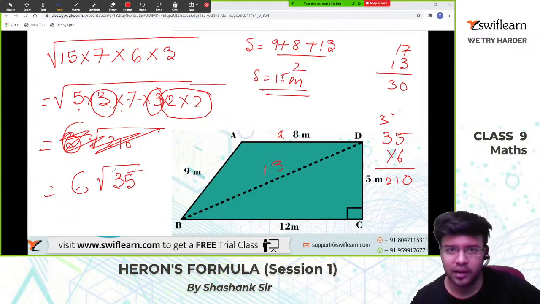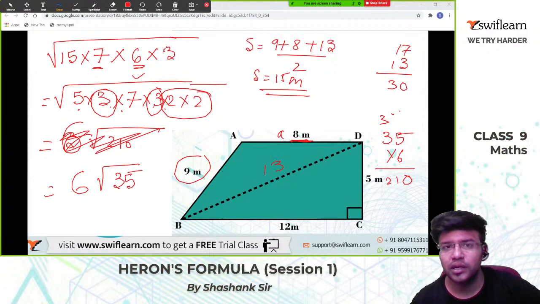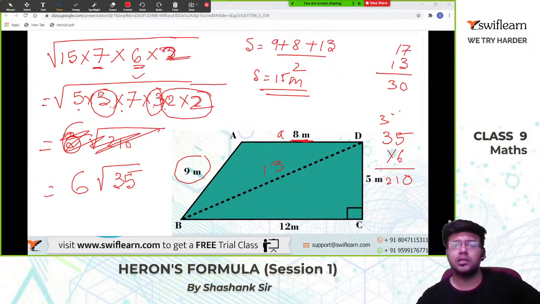15 minus 9 is 6. Yes, that is what I have written here. 15 minus 9 is 6, and 6 is 3 into 2. देखो, 15 minus 8 is 7, 15 minus 9 is 6, 15 minus 13 is 2. यहाँ पे लिखा है देखो मैंने करेक्ट, 2. Yes, now made pairs like this and have solved this. Now 35.